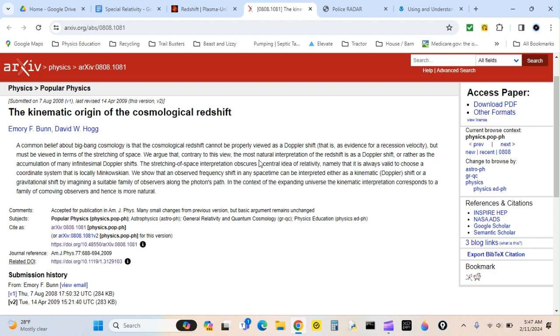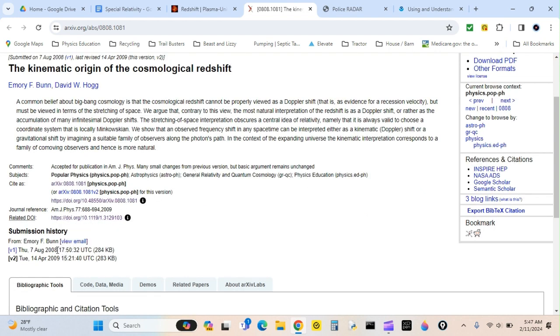Let me just try to summarize this really fast. He's saying that these are actually Doppler shifts, but when we're talking about light, they're infinitesimal Doppler shifts. The stretching of space interpretation obscures a central idea of relativity, namely, that it is always valid. When was this done? What was the time period for this? 2009. That's only less than 10 years ago. So there's a lot of controversy about all these different things with redshift.